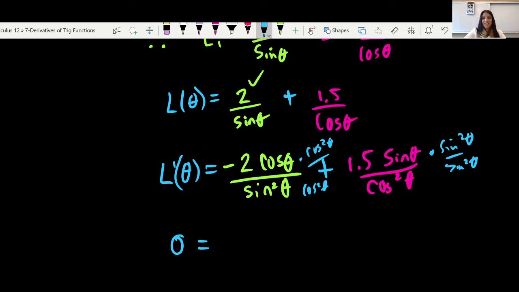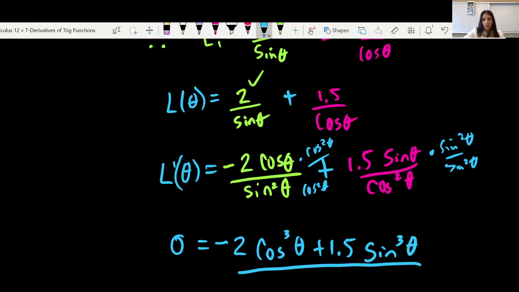When we do that, top and bottom, and isolate and put things together, I'm going to give you what we would get. We would get negative cos cubed theta plus 1.5 sine cubed theta all over sine squared theta cos squared theta.